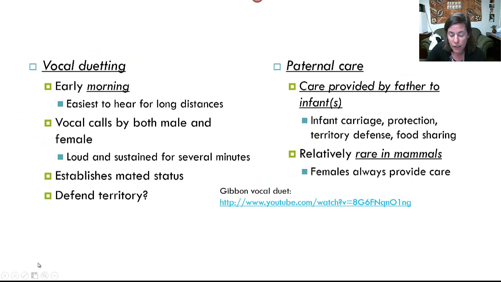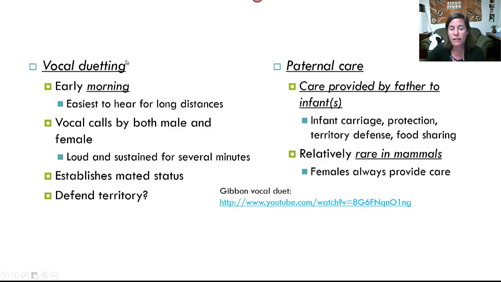Vocal duetting involves early morning vocal calls by the female and the male to establish their mated status and perhaps to defend their territory. These are really loud calls that usually go on for several minutes, and they can be heard from quite a distance. The calls are given in the early morning because this is when vocal calls can be transmitted the clearest and the furthest through the forest canopy.